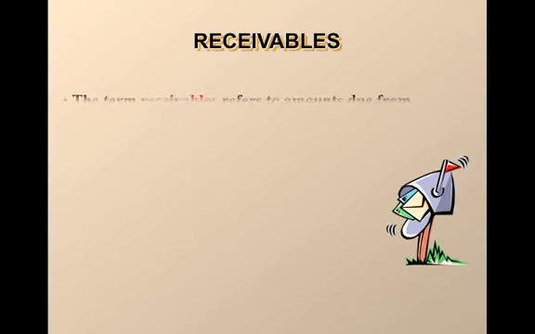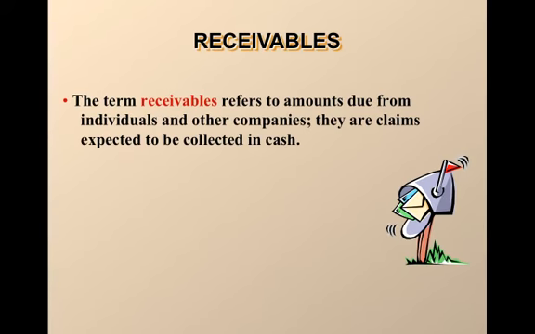You know receivables refer to the amount of money due from individuals and other companies. They are claims expected to be collected in cash. Okay, these are our assets, receivables. Money that we expect to receive.